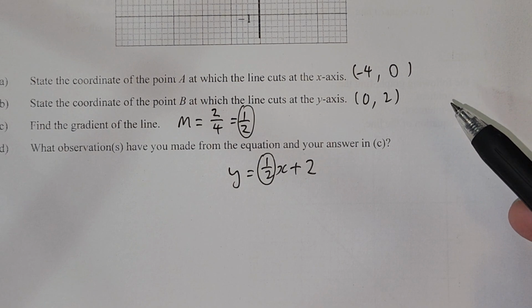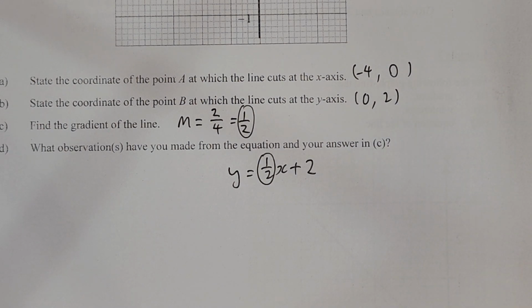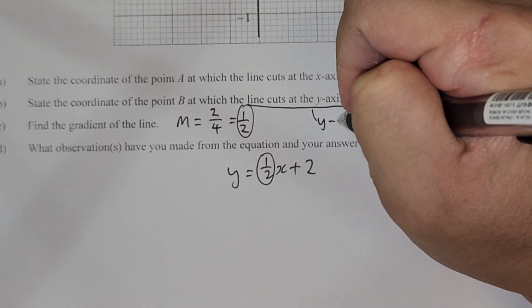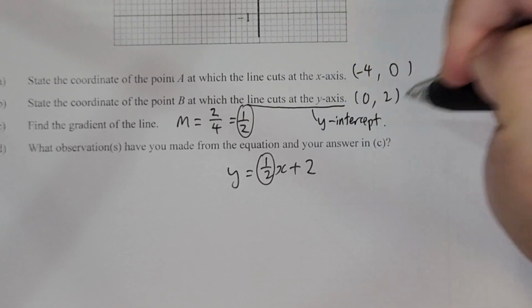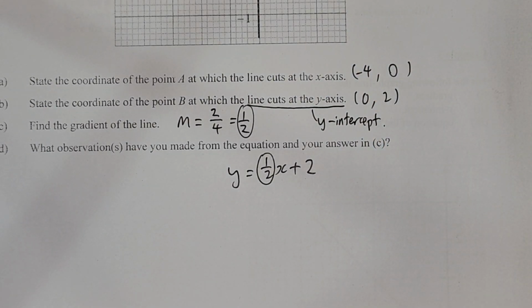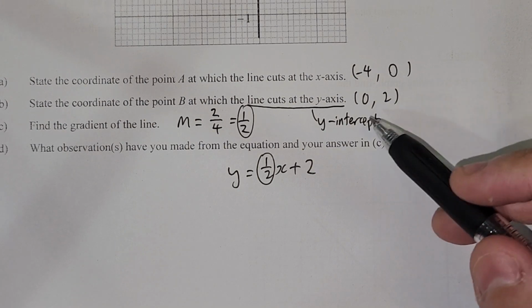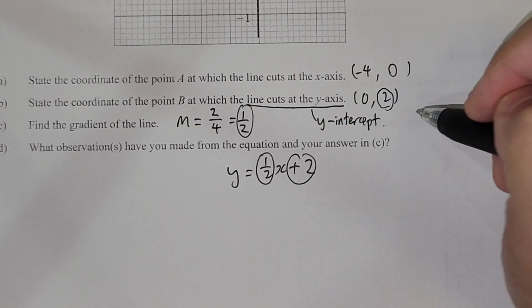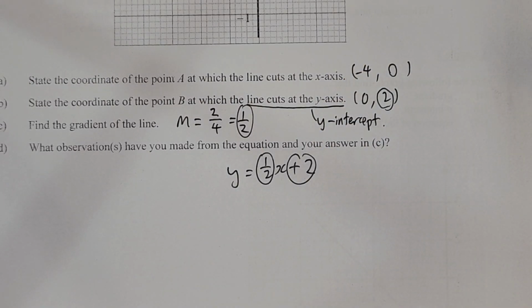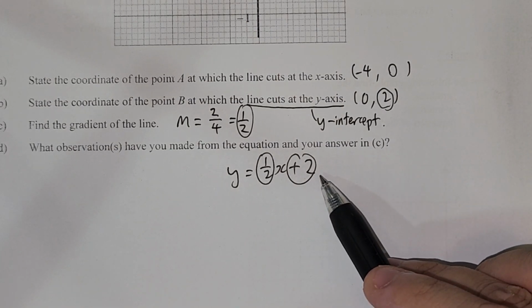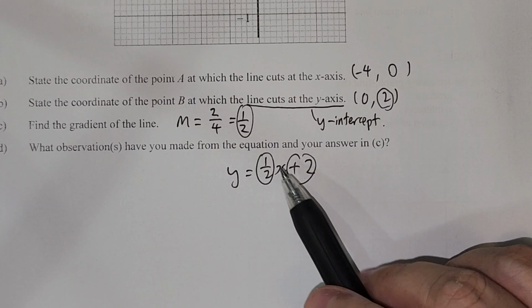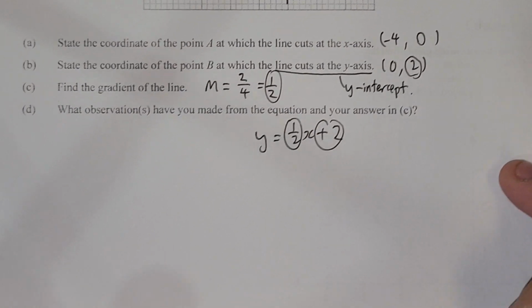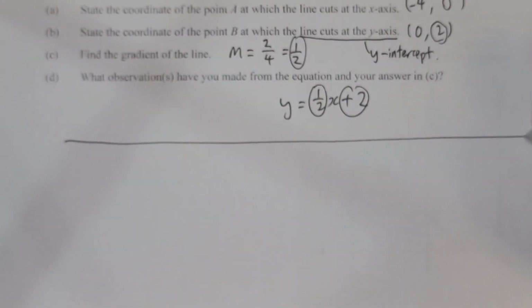Not only that, if I look at my point B, where the line cuts the y-axis, that is what we call the y-intercept. Y-intercept means the place where the line cuts the y-axis. It is at (0, 2). The 2, positive 2, is from here. Do you see that? From the equation of the line, I can straight away see what the gradient is as well as the y-intercept. Now there's some space at the bottom, so I'm going to give you some more examples.